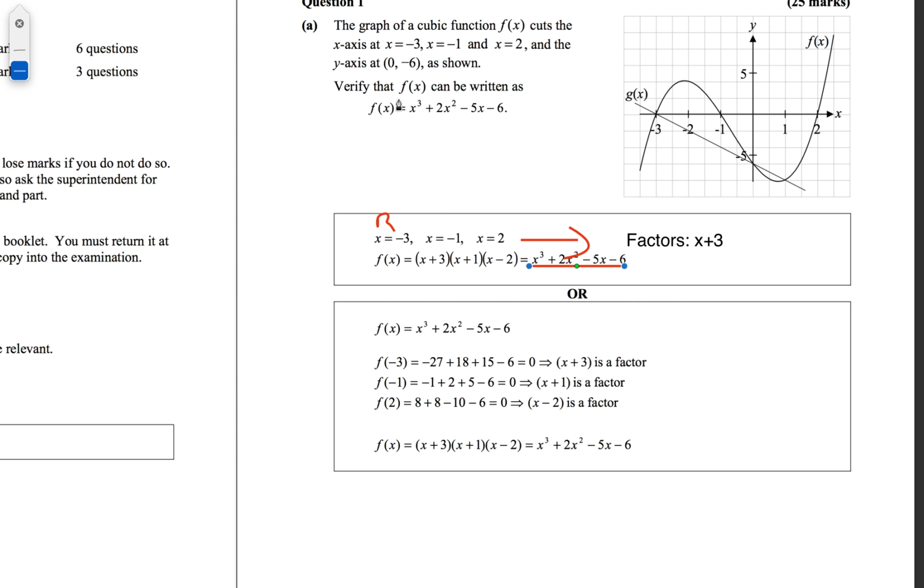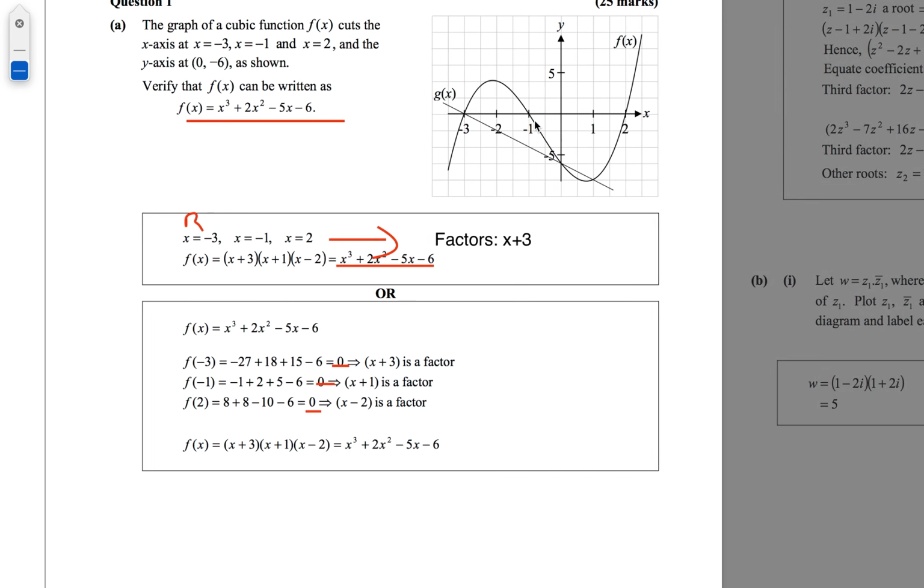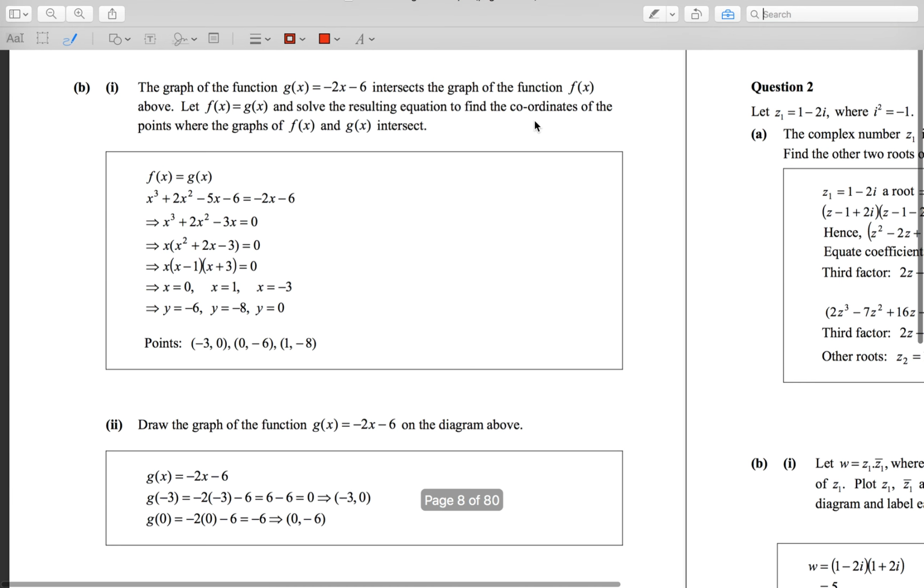Okay, the other way to do it is to plug in each value for x and show that it equals 0. So the other thing about roots is because they're on the x-axis, you can see the value of y here is 0. So at the roots, y is equal to 0. If you can show that for each of the roots, you've shown that this is the function.